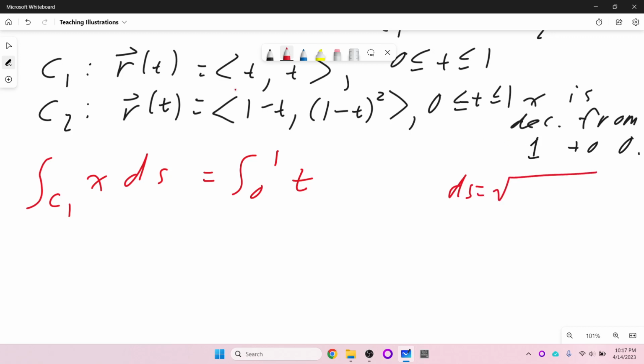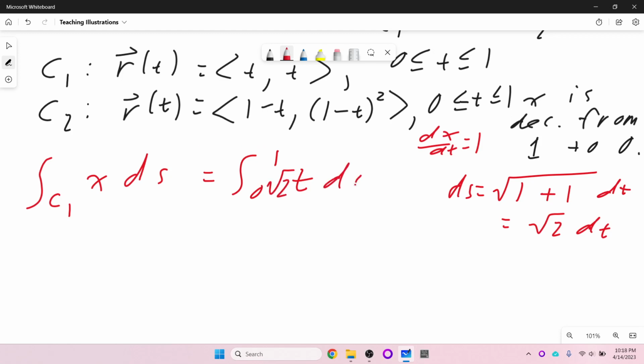Let's see. The derivative of x would be 1 because x and t are the same thing. So dx/dt is 1, and then 1 squared is also 1. dy/dt would also be 1. So 1 plus 1 dt, so that's root 2 dt. So we'll multiply this t by a root 2 dt.